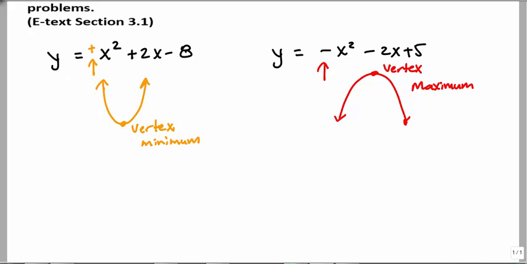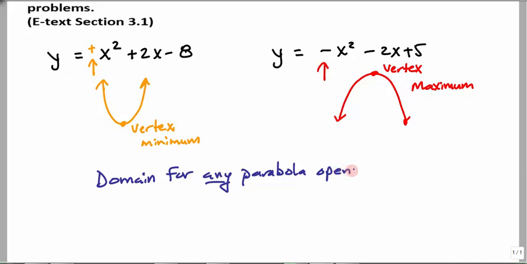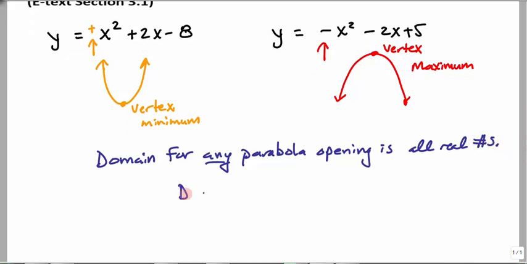Now, a couple other things that we like to talk about are domain and range. So the domain for any parabola opening up or down is all real numbers. Okay, so domain, we'll use D for domain. All real numbers means negative to positive infinity. And that's usually how we'll represent that when you're working on any of these types of homework problems.